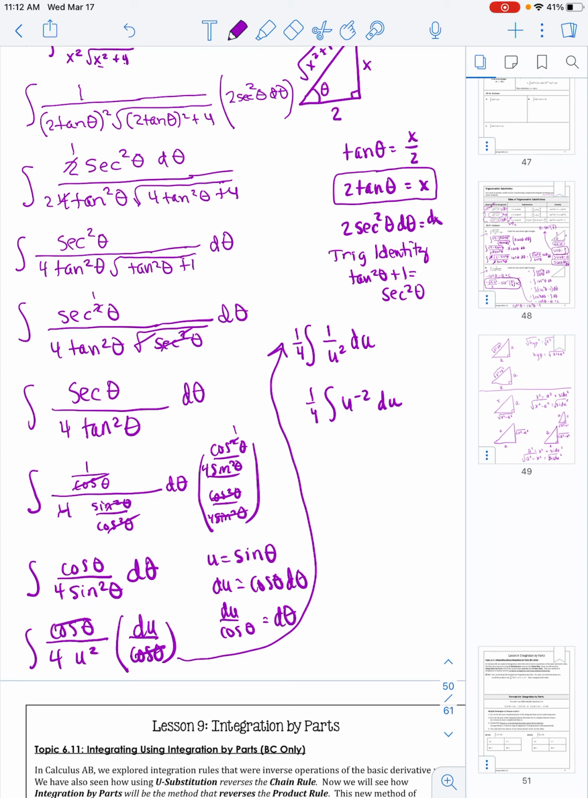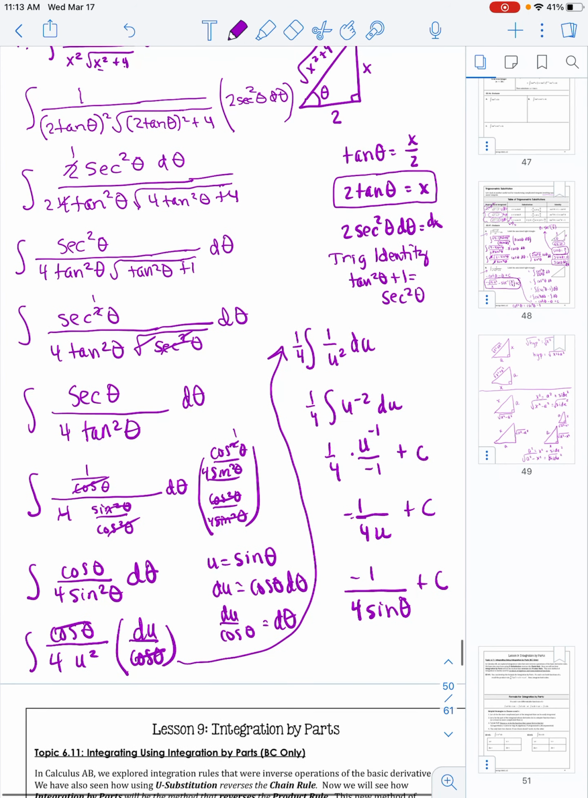So really, we should bring that up like that, so that when we do add 1 to it, we've got 1/4, and then this would be u to the negative 2 plus 1 divided by negative 2 plus 1. And so negative 1 over 4u plus c, because that u needs to come down. So negative 1 over 4 sine theta plus c.